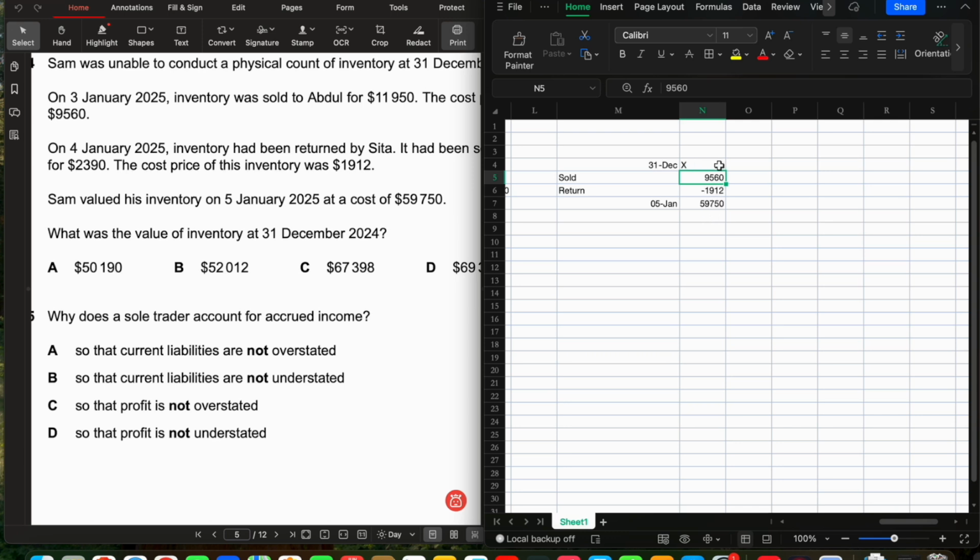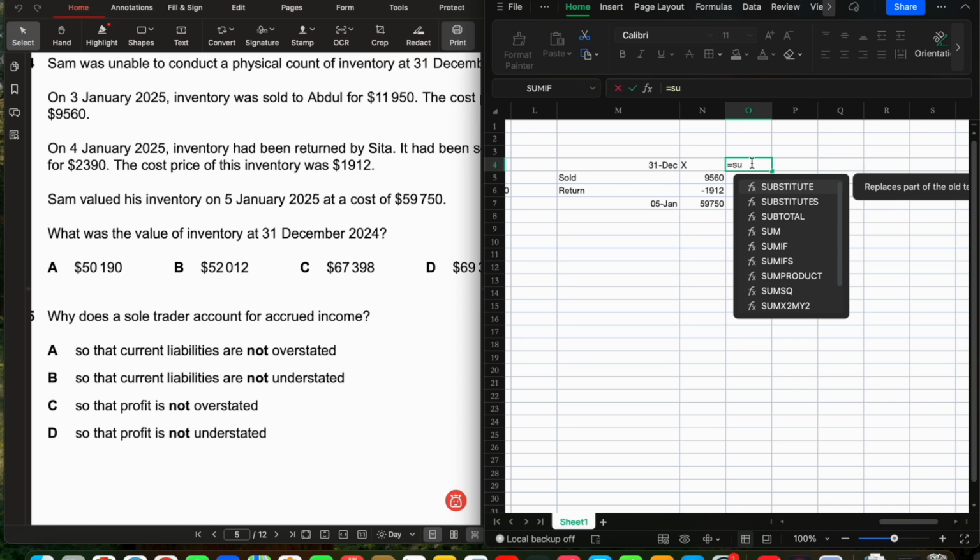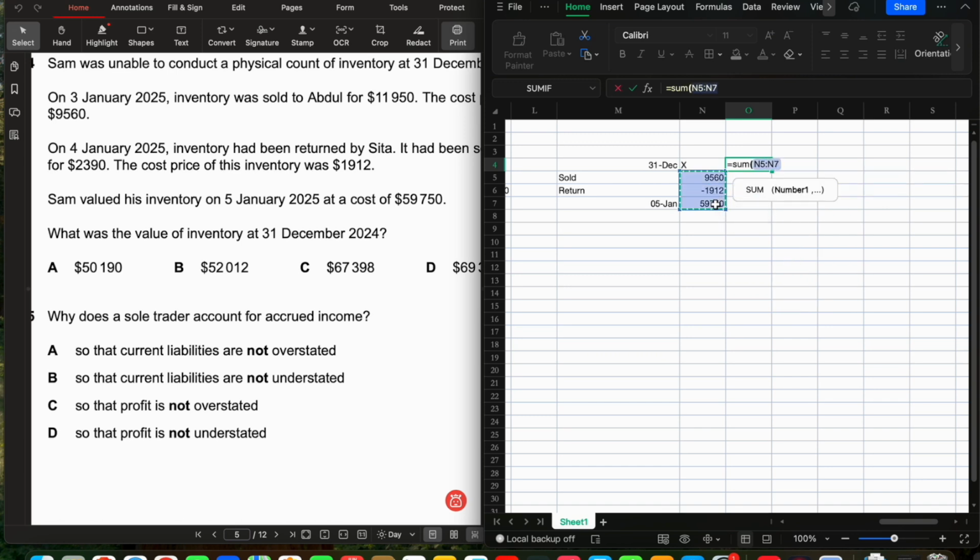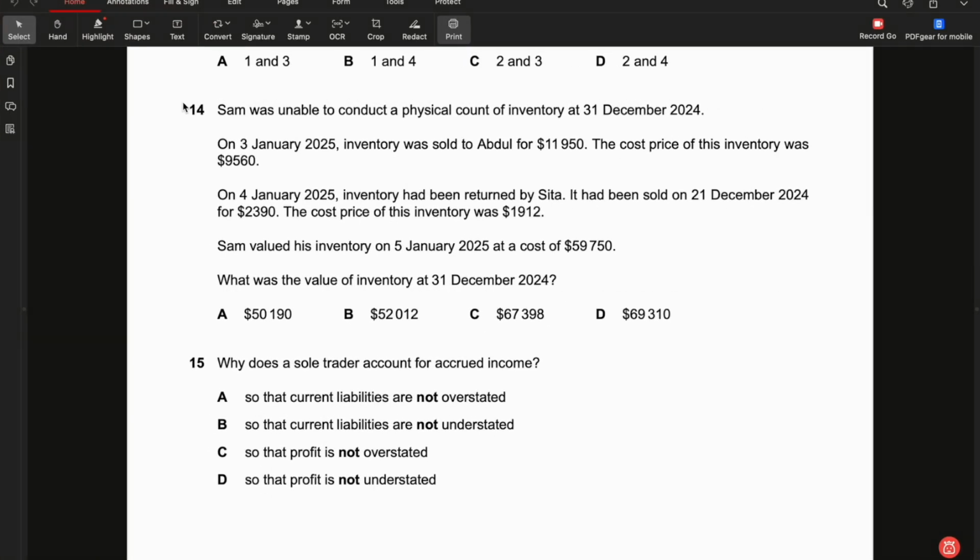So this will be the amount of inventory that we have at the end of the year, 31st December: 67,398, option C. For question number 14, your correct answer is C, 67,398.